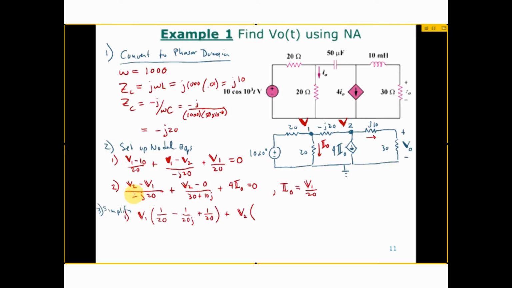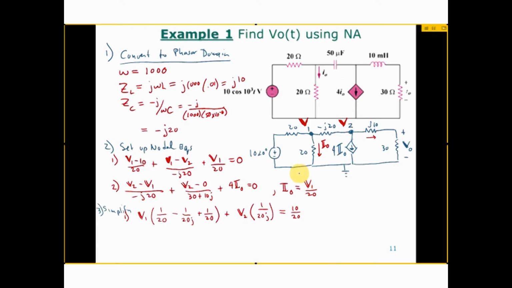V2 times 1/j20, I'll call that 20j, 1/20j. And is there anything else? That's it, right? And then it equals what? Plus 1/2, because you're going to move that to the right side. I'm going to just write 10/20 just so people can remember that came from that. And then that one's basically done.